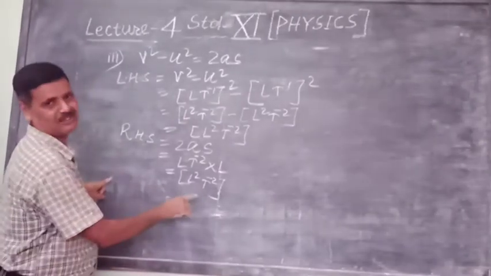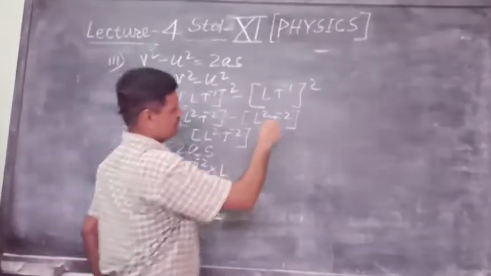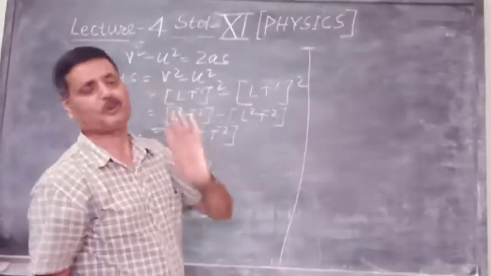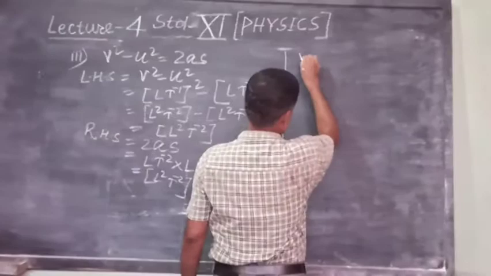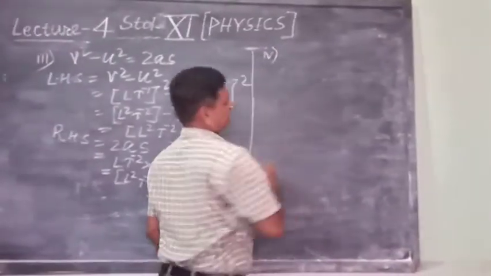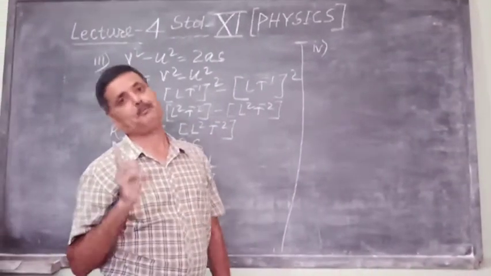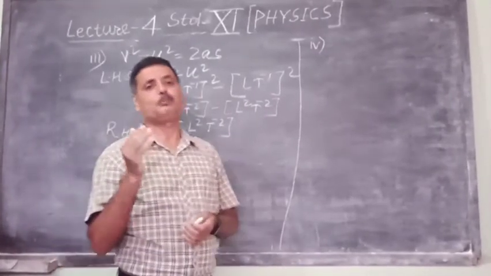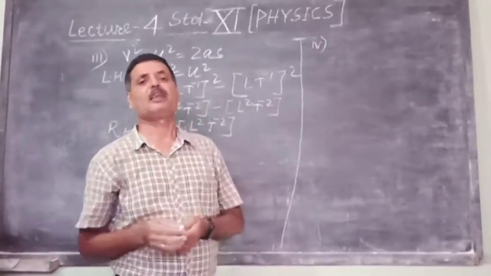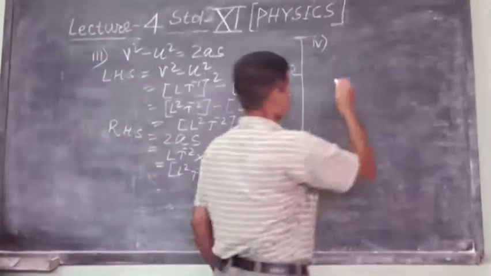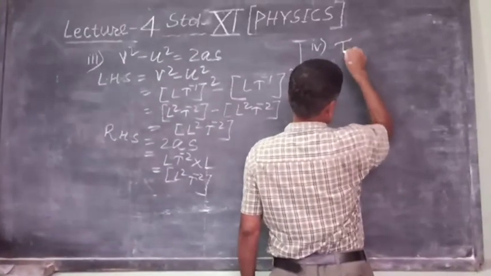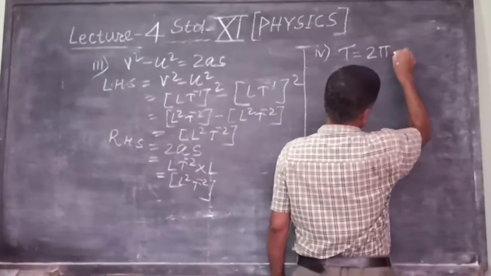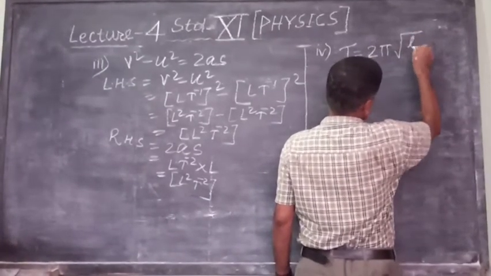There is no need to write more. It is dimensionally correct. Fourth, a very interesting formula. Fourth formula, number 4. The time period of a simple pendulum is given by T = 2π√(L/g). I am just writing T = 2π under root L by g.